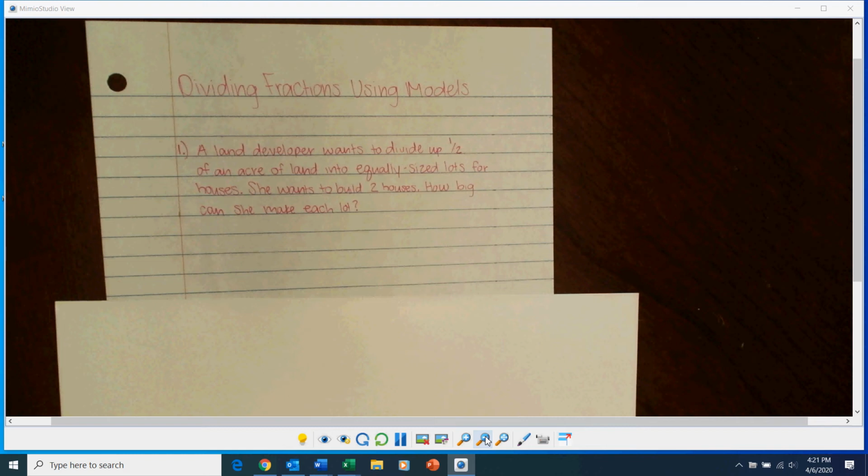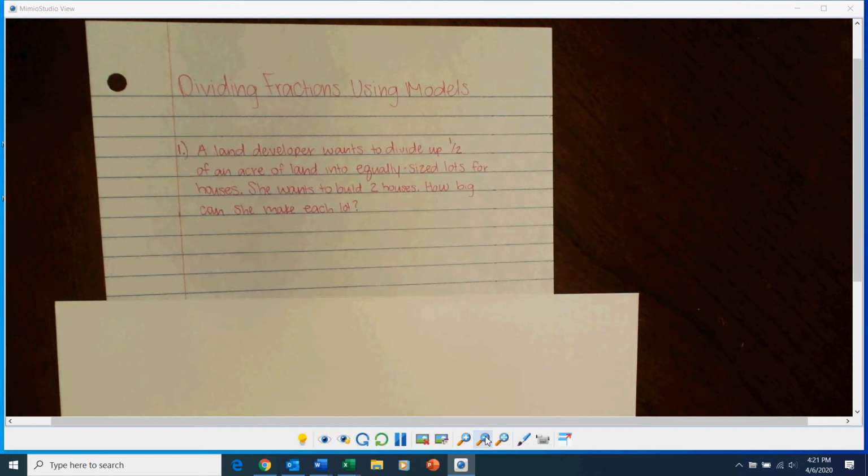Today we are going to be learning how to divide fractions using models. At this point you should have already watched the video I've posted in the lesson plans. And if you have a printer at home, you need to print out the worksheet that goes with this lesson. And if you do not, you can use a blank sheet of paper and copy down your answers for today. That's what I went ahead and did.